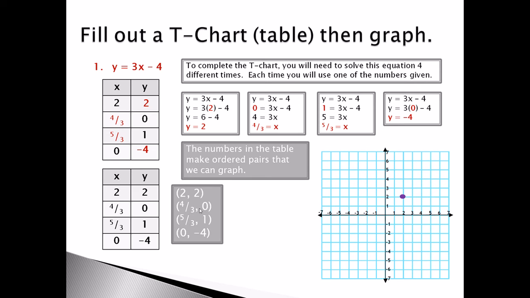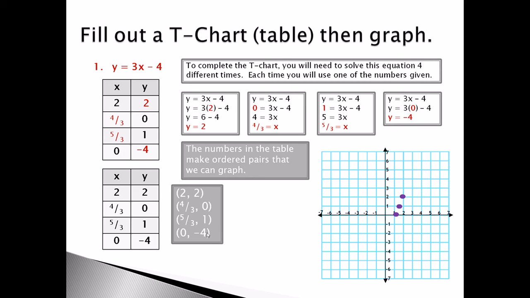The next point is 4/3 comma 0. Don't get worried. Graphing is really estimation. 4/3 is really 1 and 1/3. So I'm going to go over 1 and 1/3 and then up 0. That's close enough. The next ordered pair is 5/3 comma 1. That's 1 and 2/3. So I'm going to go over 1 and what appears to be 2/3 and up 1.